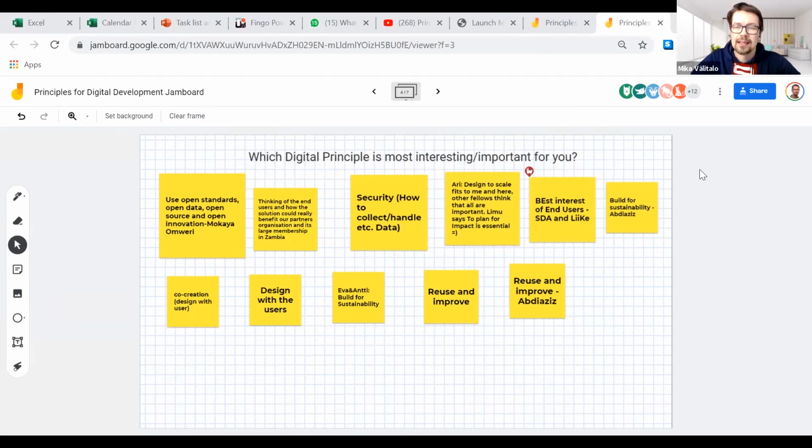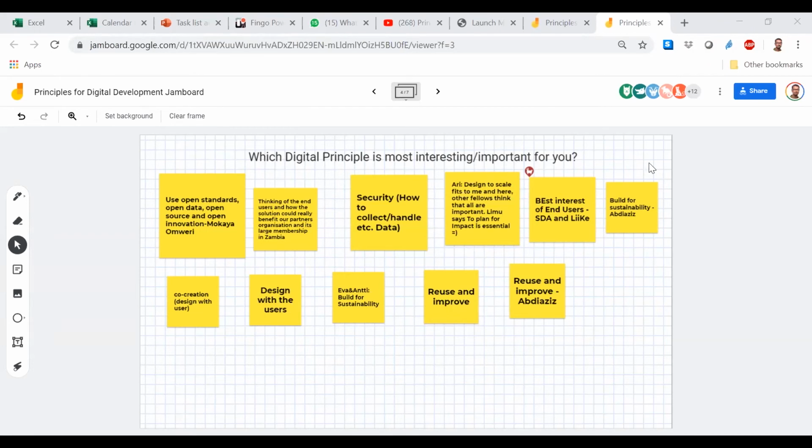Thanks. Let's take the last one until then we go to the next phase. So let's choose here. Abdias is saying reuse and improve. So Abdias, would you like to share a bit why you chose that one? Thank you very much, Mika.